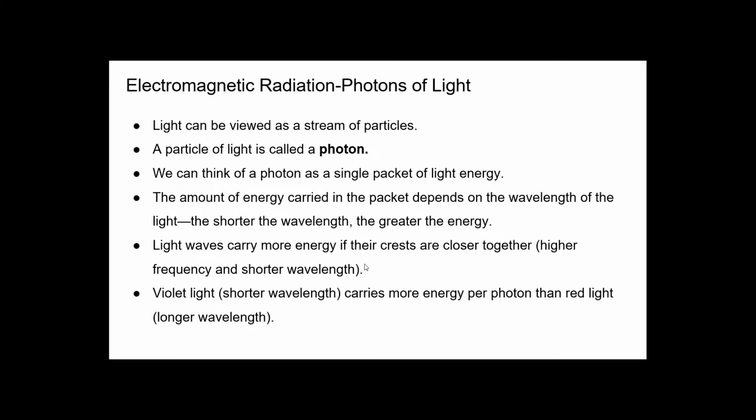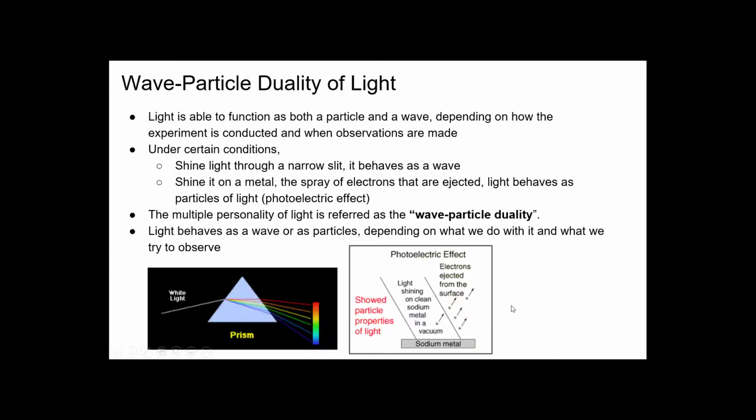For electromagnetic radiation, we call these photons of light. A particle of light is called a photon. We think of a photon as a single packet of light energy. This is where we view light as a stream of particles instead of a wave. So this is that visual here, and all of these here we call photons.